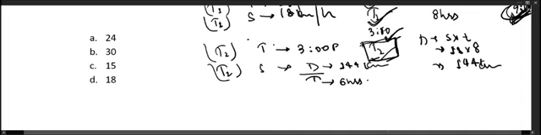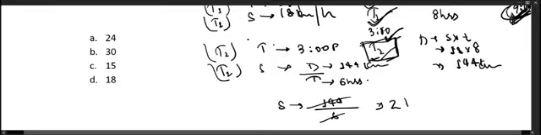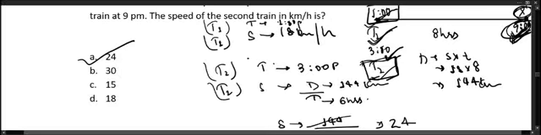144 kilometers. Then the distance traveled by train 2 will also be 144 kilometers, because both of them have traveled the same distance. Therefore the speed will be 144 upon 6, that is 24 km per hour, which is the correct answer.